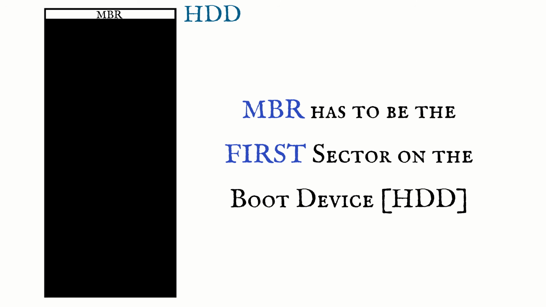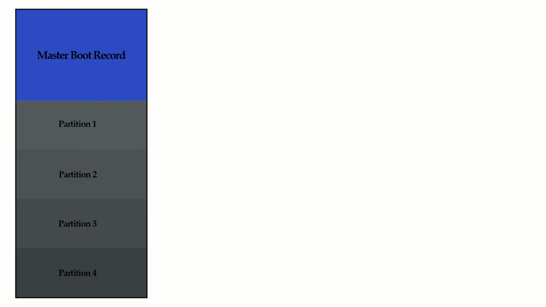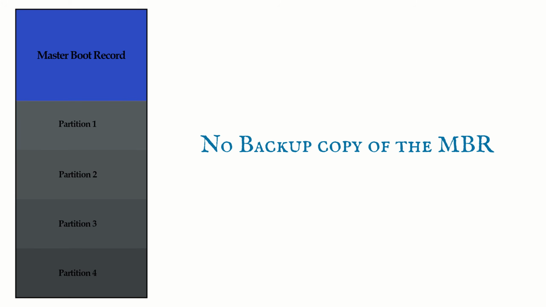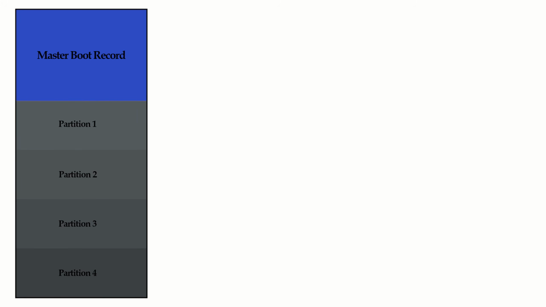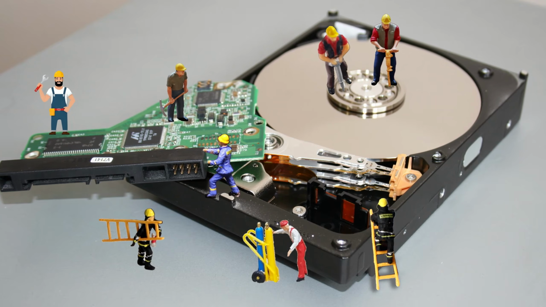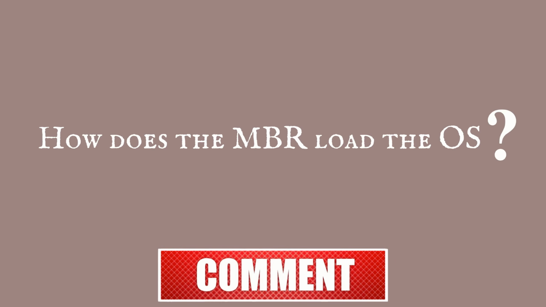A very important requirement the BIOS places on the partitioning format of the primary disk is that the very first sector of the disk should be the master boot record. To say it in another way, for the BIOS to load the MBR, it should be the first sector on the disk. The MBR contains information on how all the partitions on the disk are organized. And there is only one copy of the MBR on the disk. There is no backup copy. If the MBR gets corrupt, you will not be able to access the disk unless you repair or rebuild the MBR. So how does this MBR load the OS?